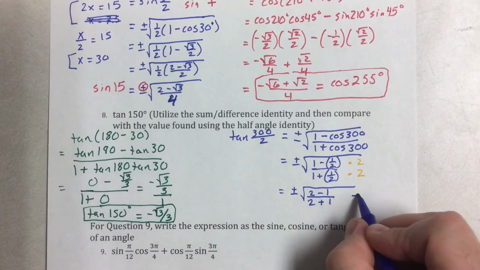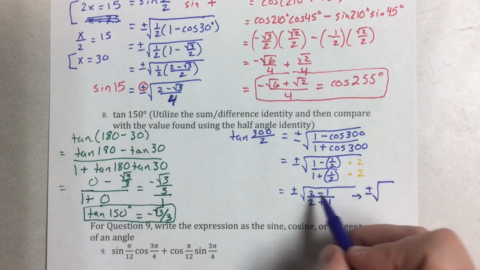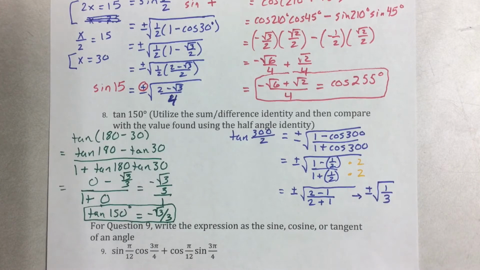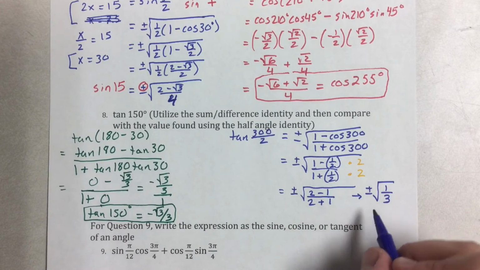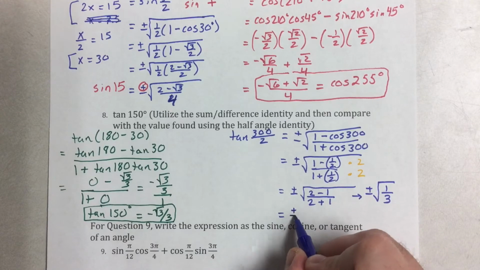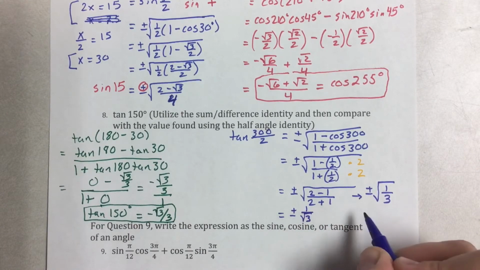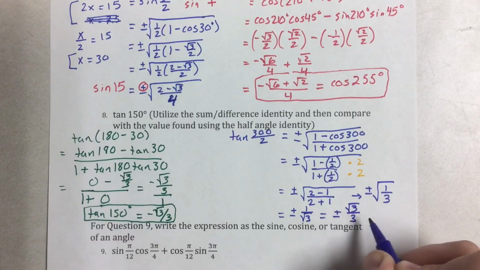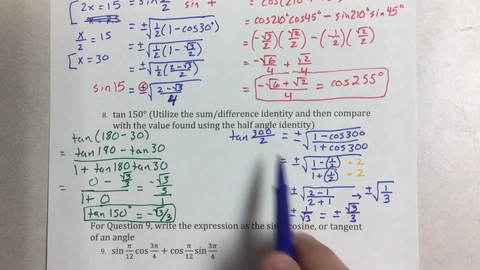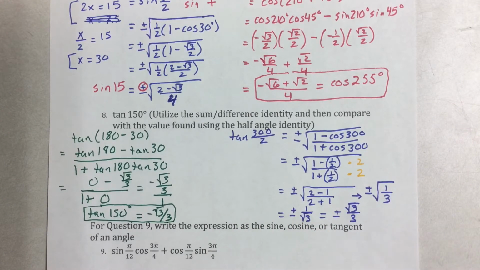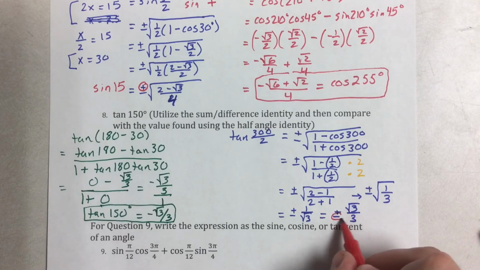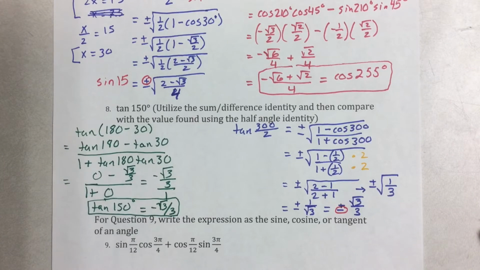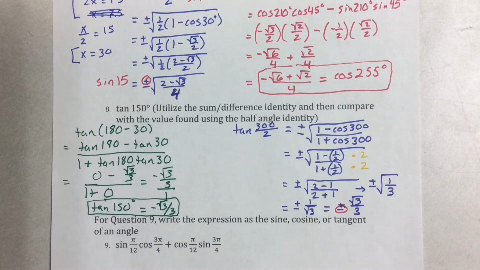All right, so I'm going to write a little arrow sign, so plus or minus. That's 1 over 3, or just plus or minus 1 over root 3, which is plus or minus root 3 over 3. And at 300 degrees, we are in the 4th quadrant where tangent is negative. Yes, we got the same. Okay, so moving on. Look at the next one.